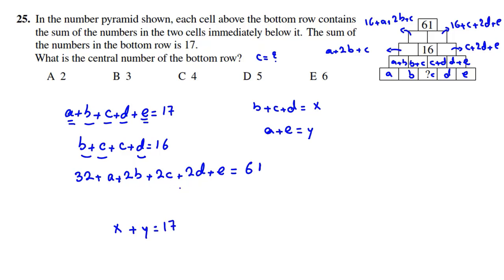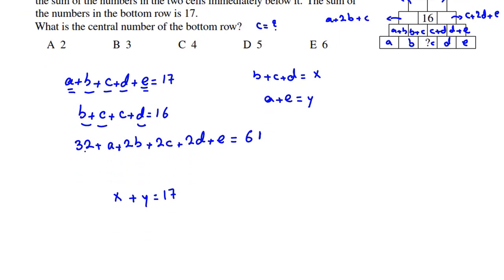And from this part, we know, let's subtract 32 from both sides. 61 minus 32 is 29. Okay, and then A plus E is Y. 2B, 2C, 2D is 2X. Then we can find two equations, two variables, X and Y. If we subtract, 2X minus X is X, Y minus Y will be cancelled, 29 minus 17 is 12. So X is 12. And then Y here is 5, okay?